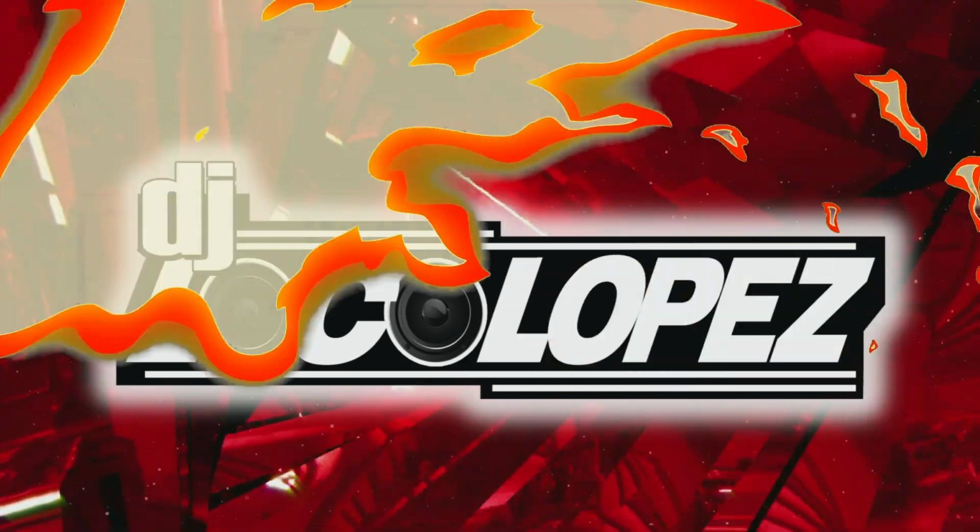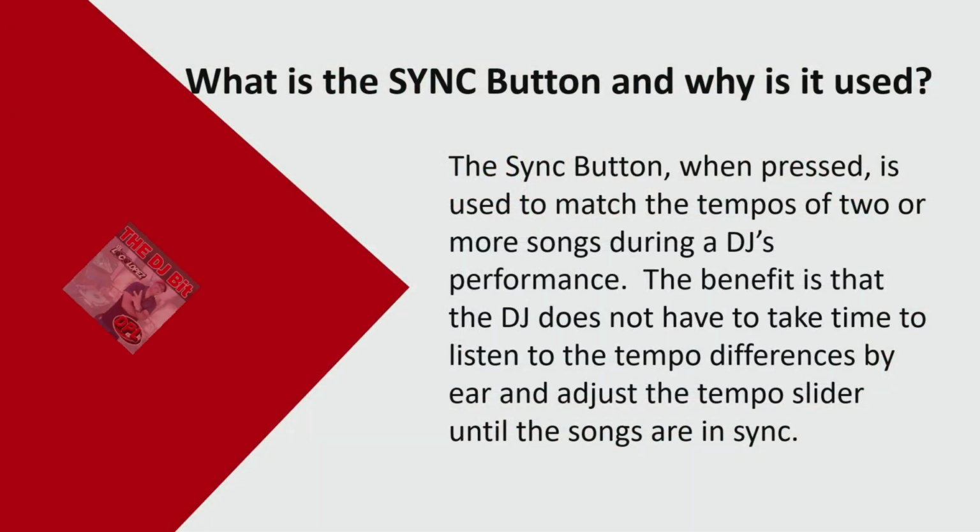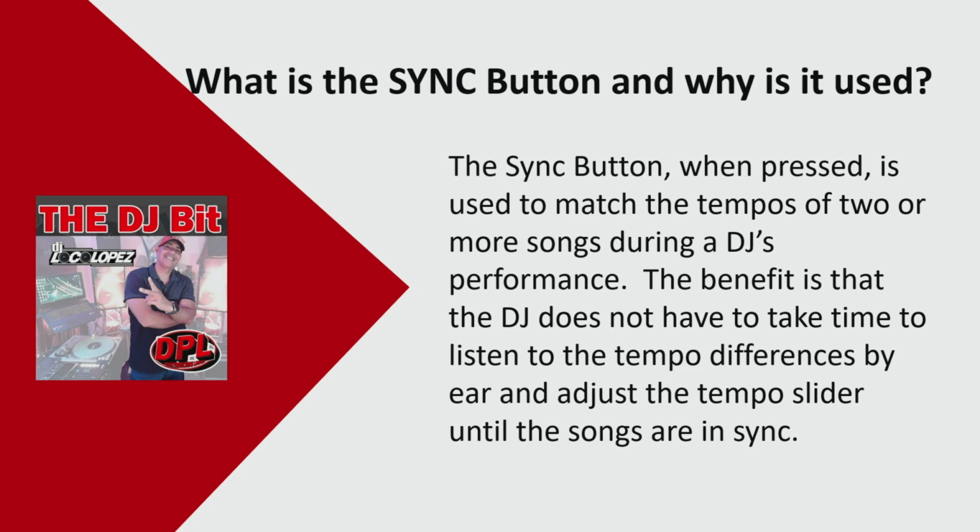Hold on, let me move this back here. All right, so what is the sync button and why is it used? The sync button, when pressed, is used to match the tempos of two or more songs, usually a specific BPM, which is beats per minute, during a DJ's performance. The benefit of this is that the DJ does not have to take time to listen to the tempo differences by ear and adjust the tempo slider until the songs are in sync. Okay? So that is why the sync button is used.